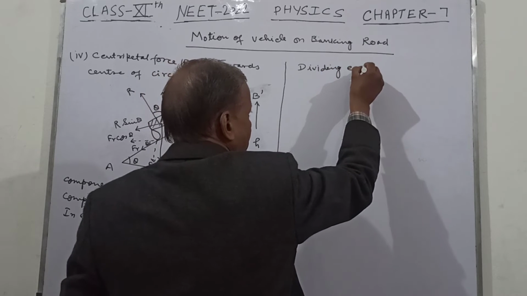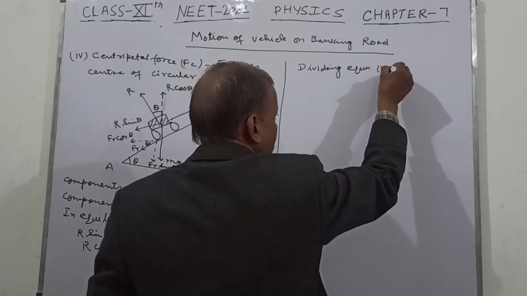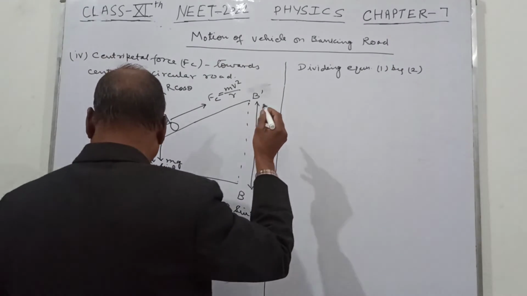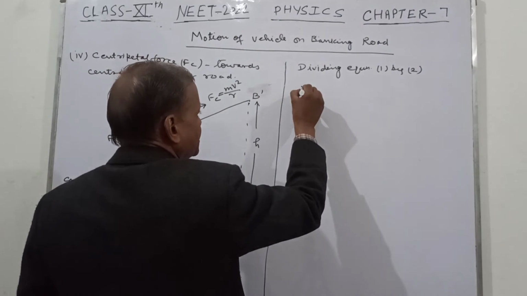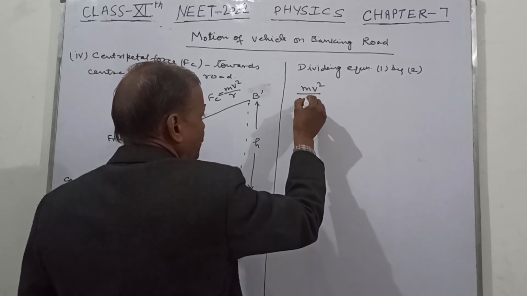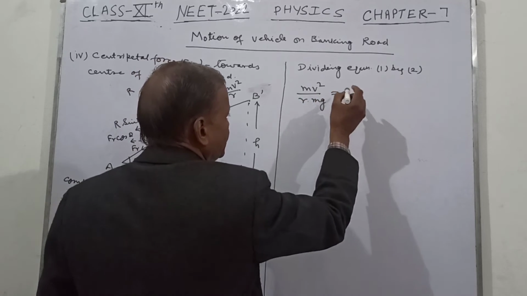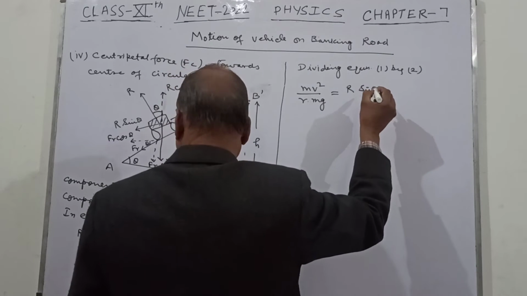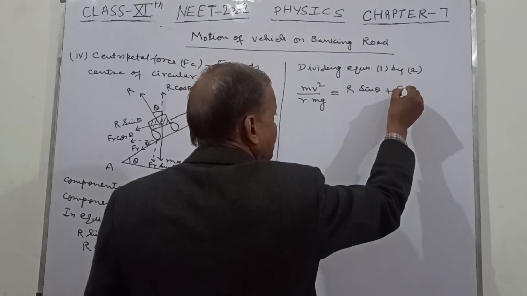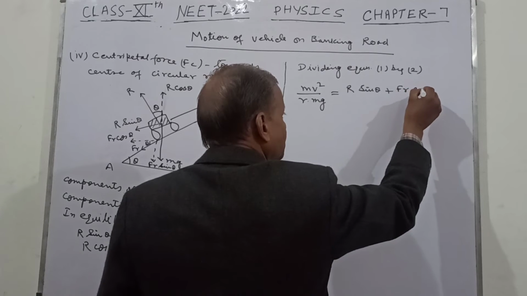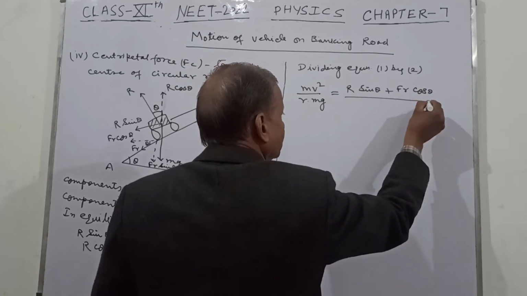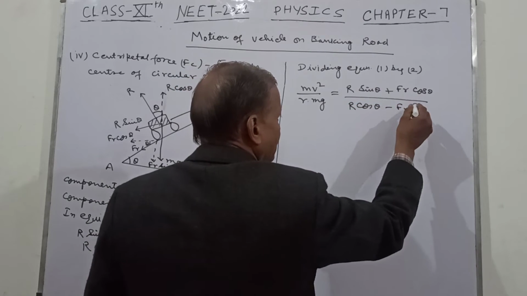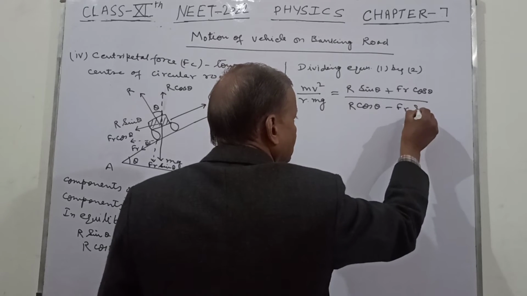Dividing equation 1 by 2. So what are we having? That is mv square upon r into mg equal to r sin theta plus fr cos theta upon r cos theta minus fr sin theta.